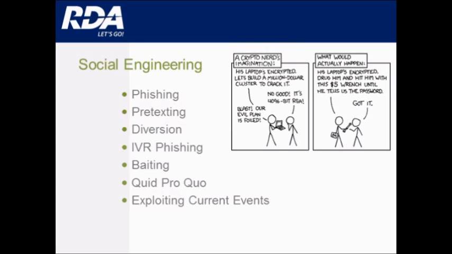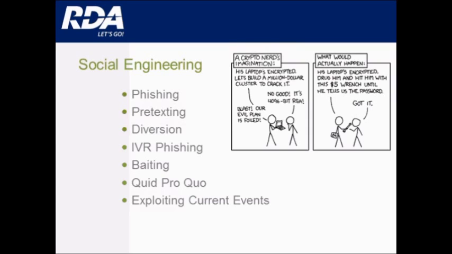There's also baiting, which is really just sort of giving somebody some kind of a lure to give you information, whether it's a candy bar for your password or something similar. Quid pro quo is, hey, I'll do you a solid, you do me a solid. I won't tell anybody, just give me the admin password.